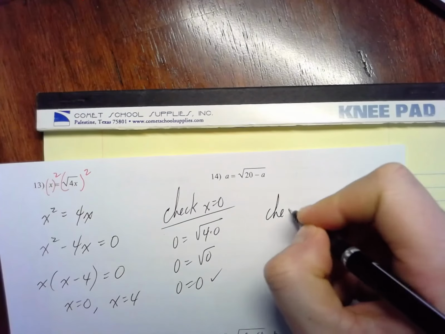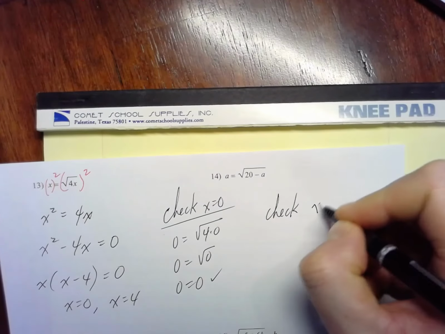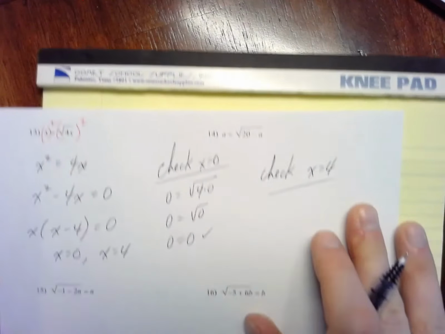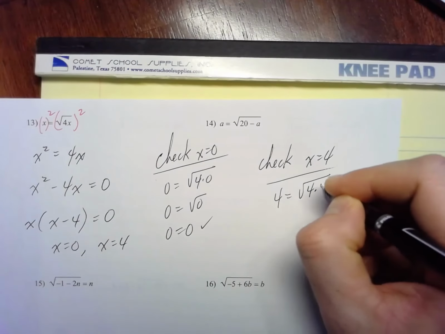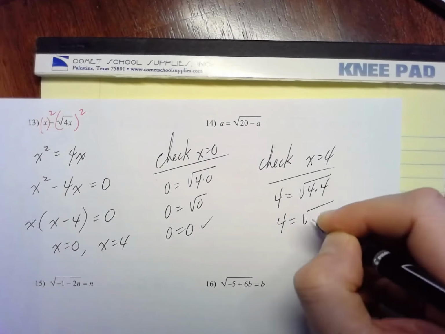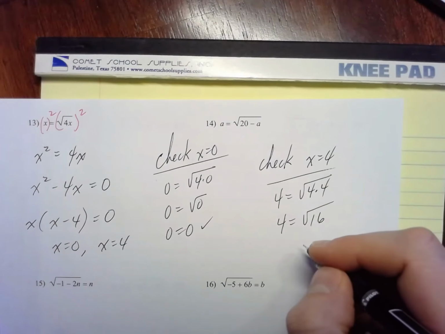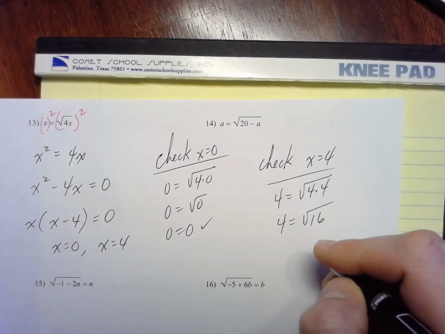Let's check x equals 4. So we have 4 equals the square root of 4 times 4. 4 equals the square root of 16. And this will work also.